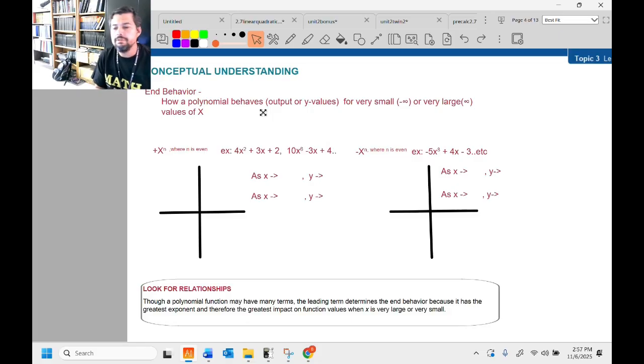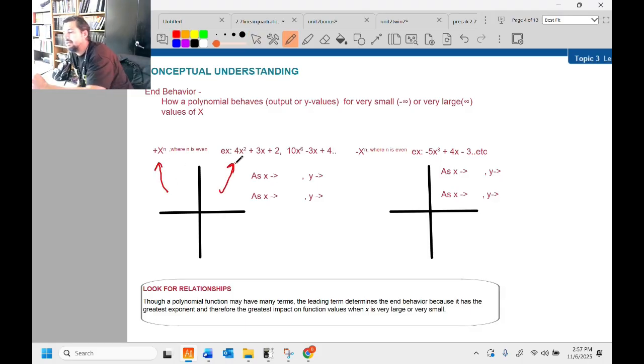So we've already been over this stuff, believe it or not. Here we have a positive x to the even, and you may or may not recall that it starts high and ends high. Our example here is a quadratic. The parabola starts high, ends high. Now, as x approaches negative infinity, y rises to positive infinity. And as x runs right towards infinity, y also rises towards infinity.